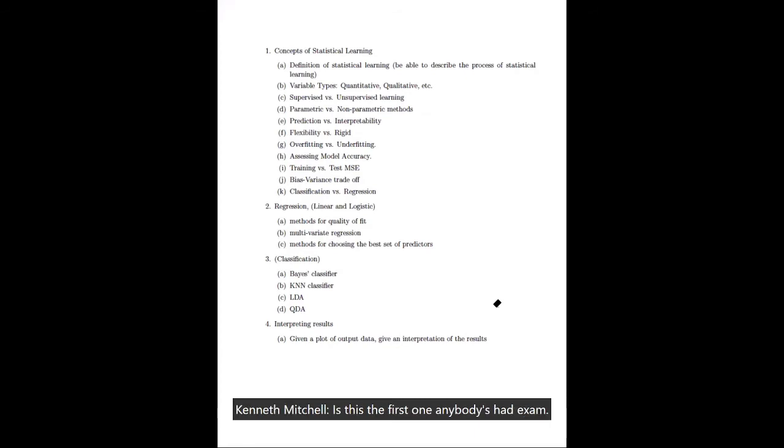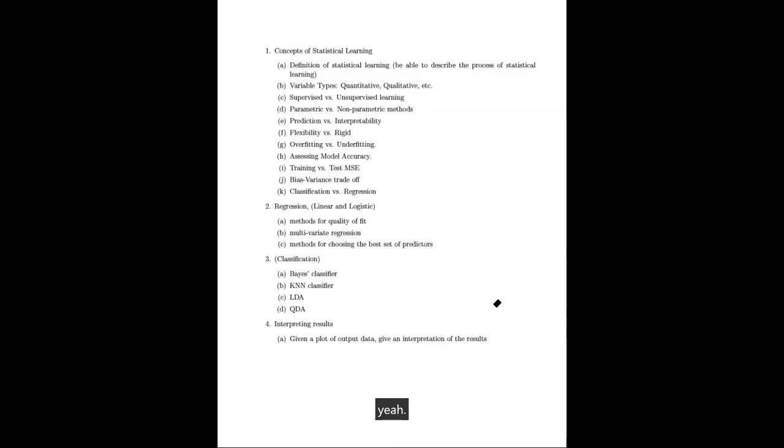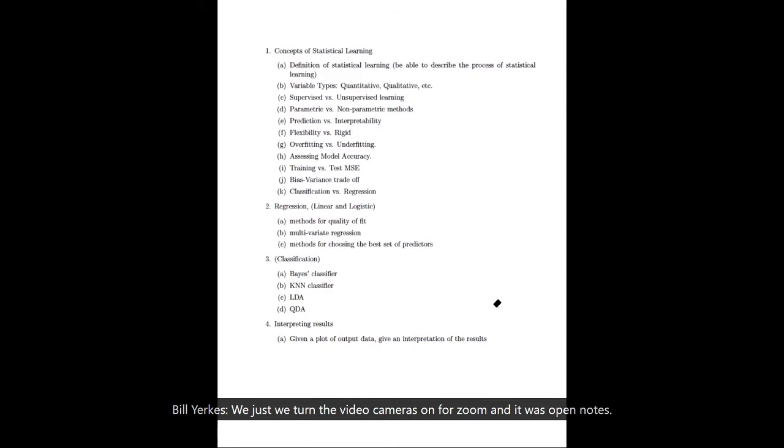Is this the first exam anybody's had? Yeah, it is for me. Yeah, same. I've had an exam this semester. How do they do that? We use Proctorio. We used Zoom. We turned the video cameras on for Zoom, and it was open notes. And so we each got a separate exam.